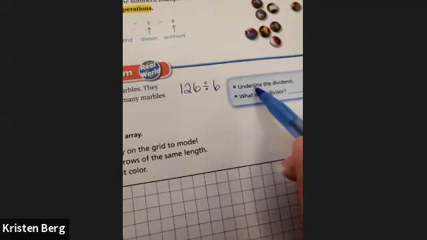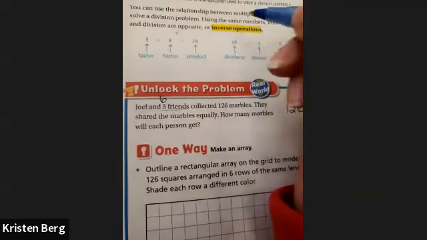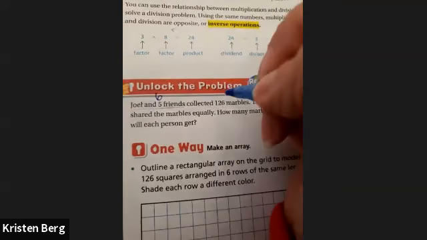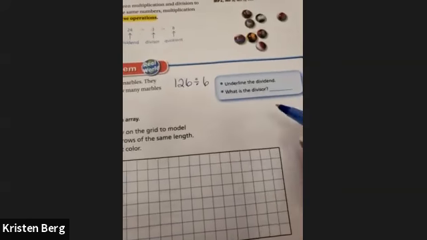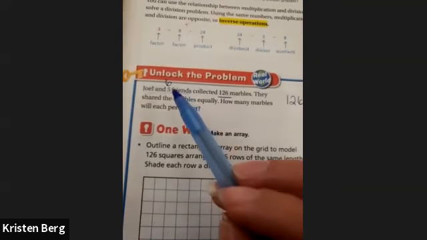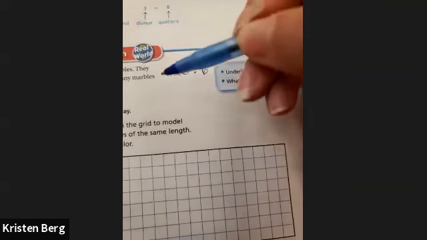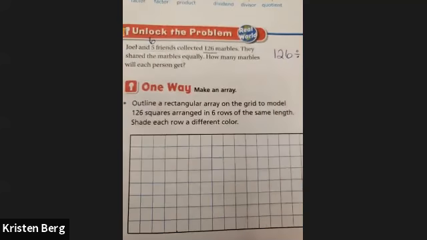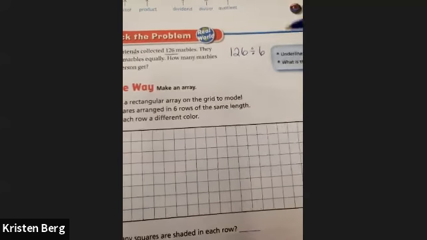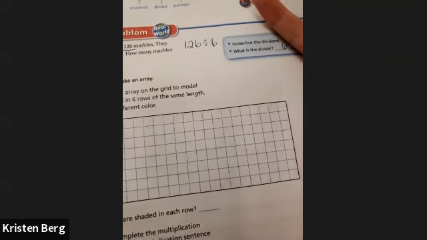So it says over here, underline the dividend. So I am going to underline the dividend of 126. And now it says we have to find out what the divisor is. Well, I just said that. We're going to be dividing it amongst 6 people. So that is our divisor. So they want you to go ahead and form an array based off of this. And I am truly not a fan of how they're trying to tell you to do that. My advice to you is to divide it out and find out what the answer is.